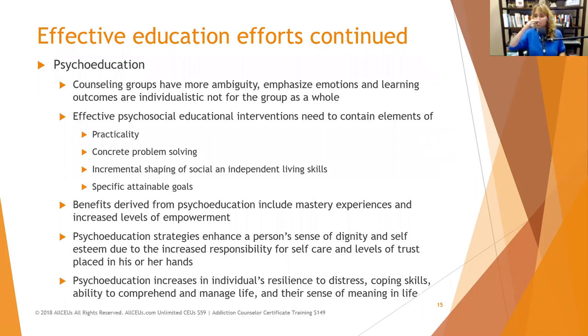Effective psychosocial education interventions need to have elements of practicality, concrete problem solving, and incremental shaping of skills. So what does that mean? That means we don't expect them to have it mastered by the time they walk out. We want them to know, okay, there are these 6 steps to developing self-esteem, for example. So what is the first step you're going to take?